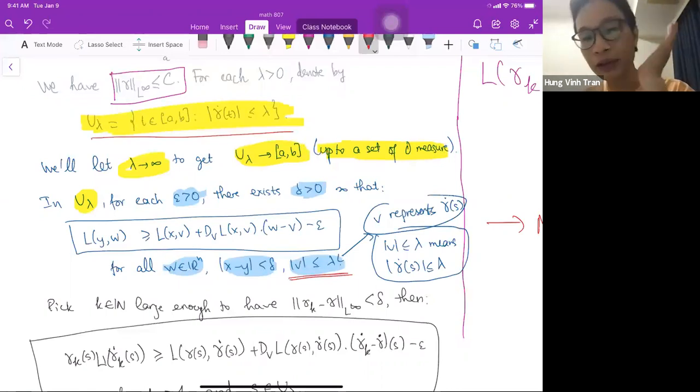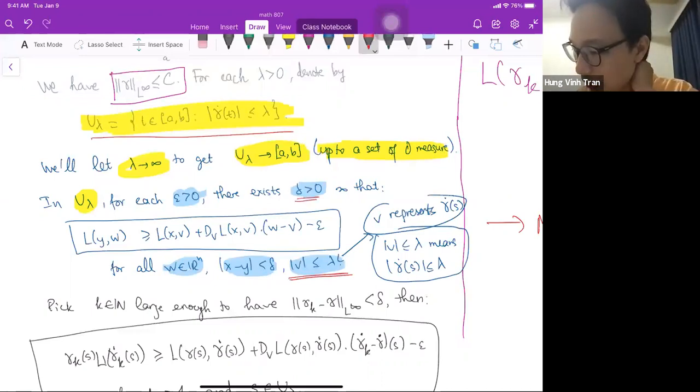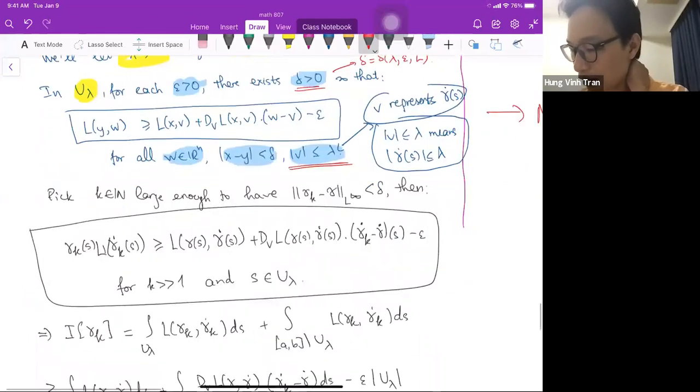Surely, delta here depends on lambda, epsilon, and the uniform continuity of L. So it depends on lots of parameters. We have to be careful.